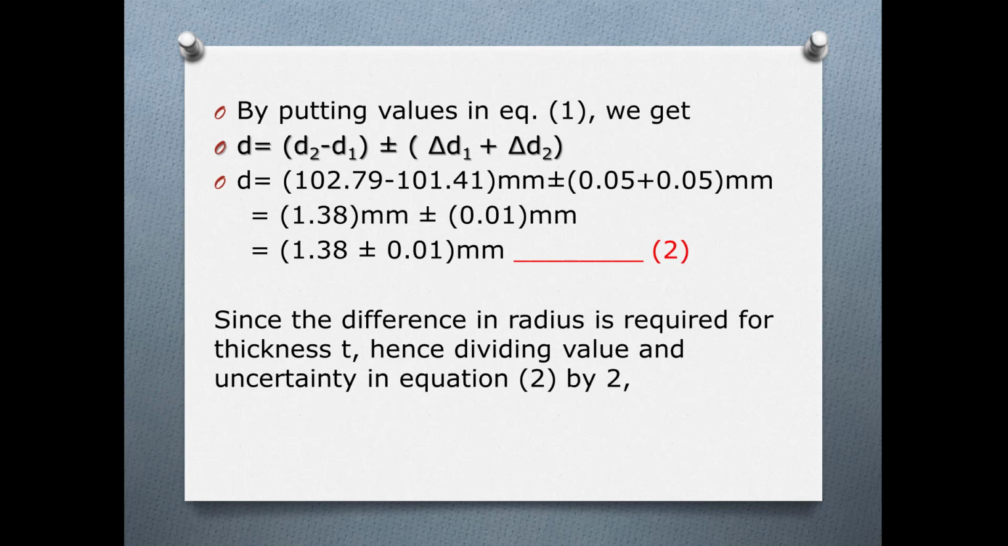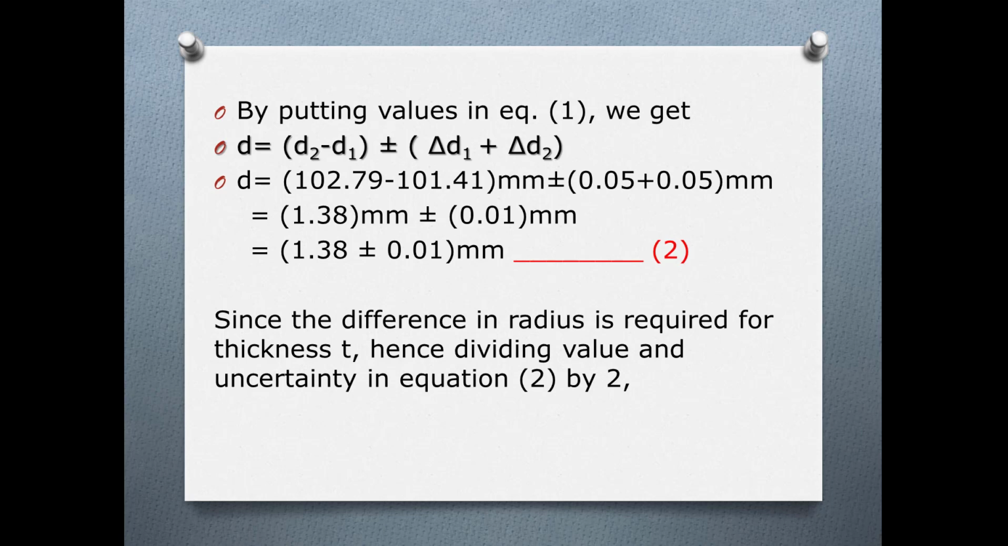We have actual values which are provided, d2 and d1. We will subtract these two values and we will add their uncertainties. So what will happen over here? We can write the answer in the format represented by equation 2: 1.38 plus minus 0.01 millimeters. You can see over here that the actual value and uncertainty have the same number of digits after the decimal.